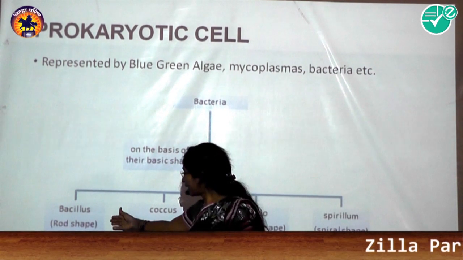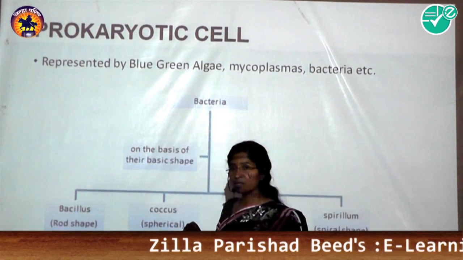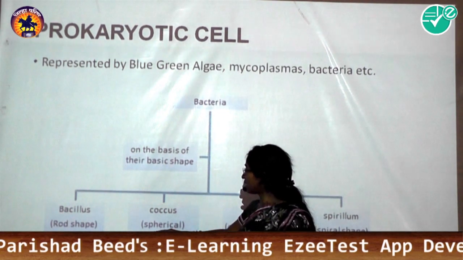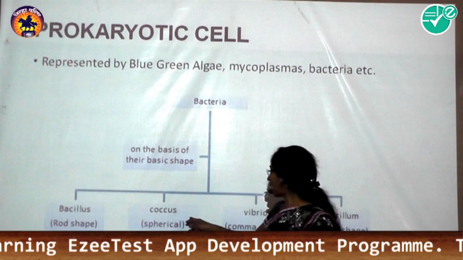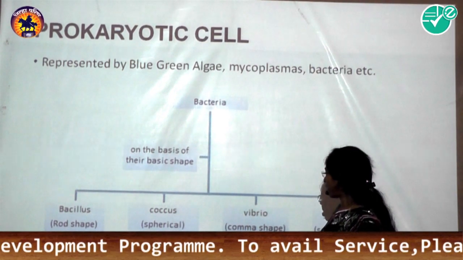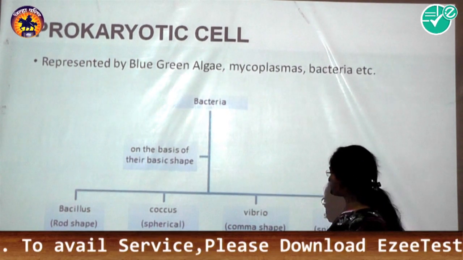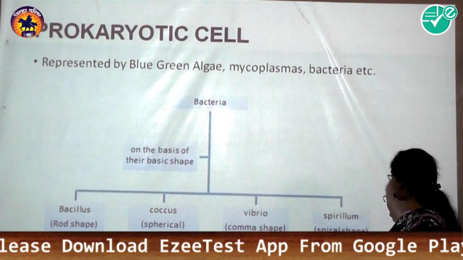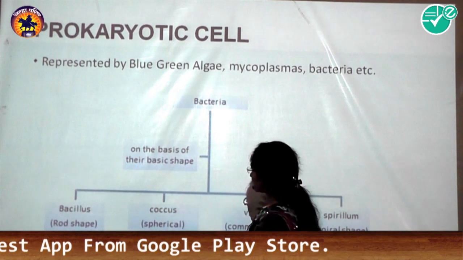Sometimes we observe rod-shaped bacteria. These are called bacillus or bacilli. If the shape of the bacteria is spherical, then it is called coccus. If the shape is comma-shaped or kidney-shaped, they are called vibrio or vibrios. And if the shape is spiral, then it is called spirillum. These are the different shapes.